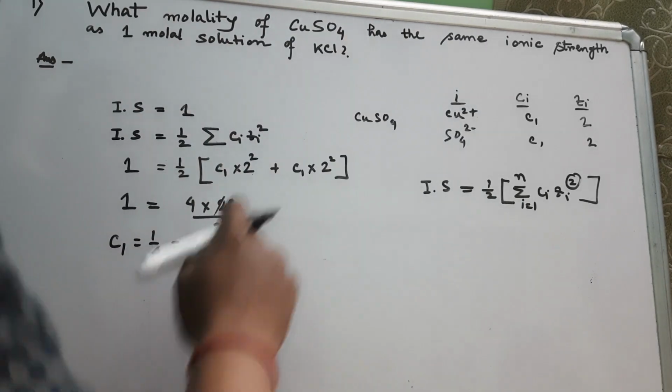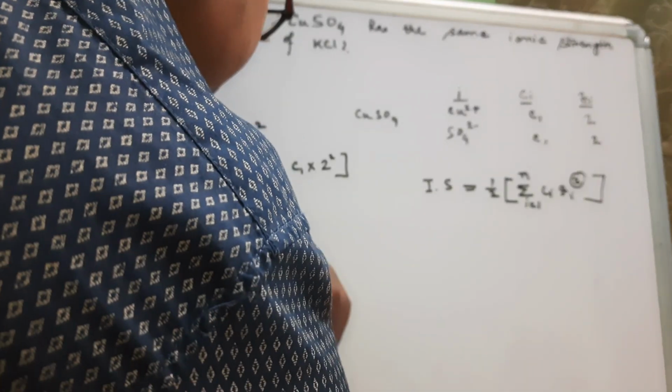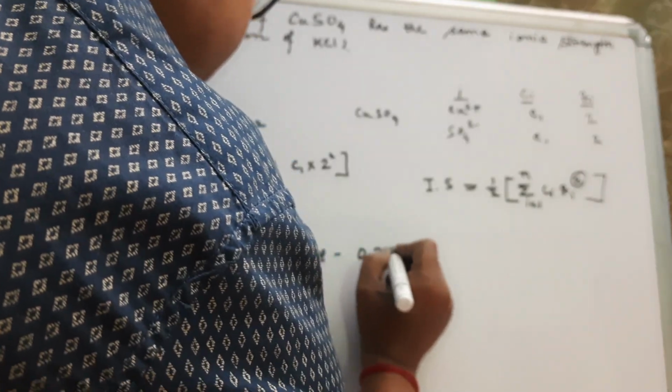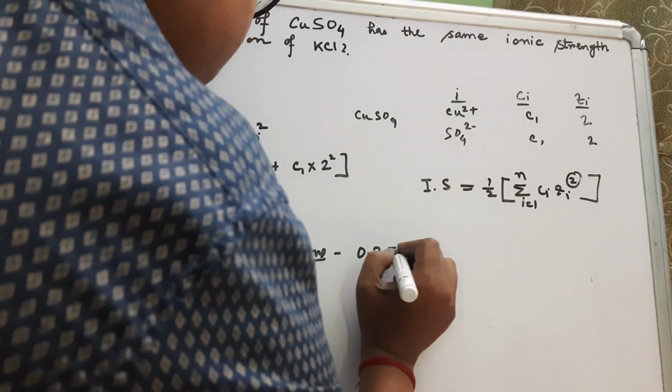So the molality of copper sulfate is 0.25 molar. Okay, so our answer will be 0.25 molar.